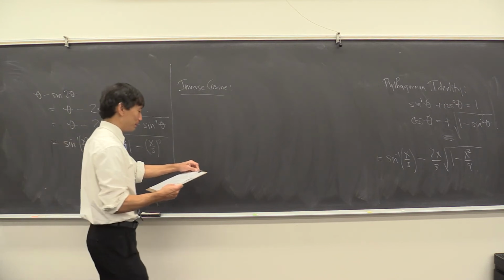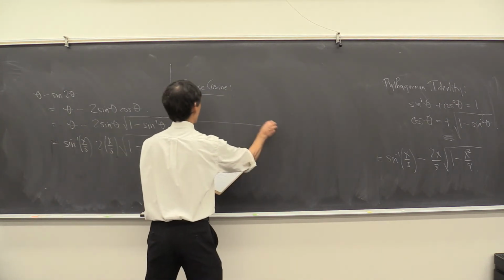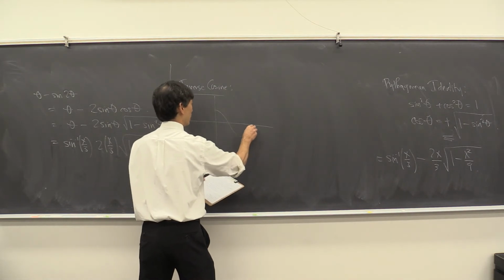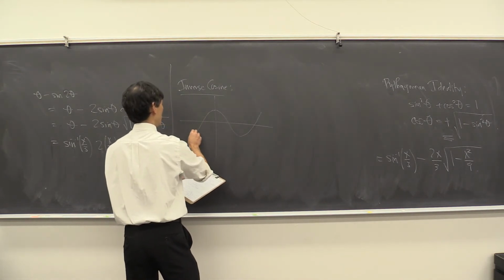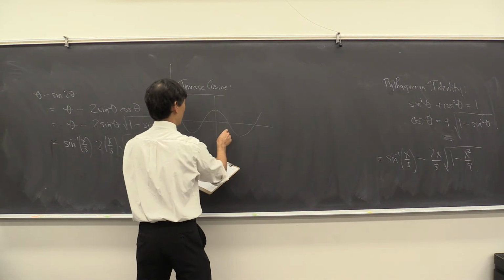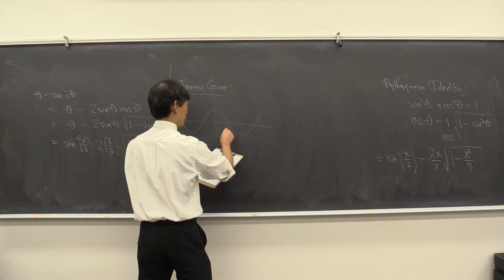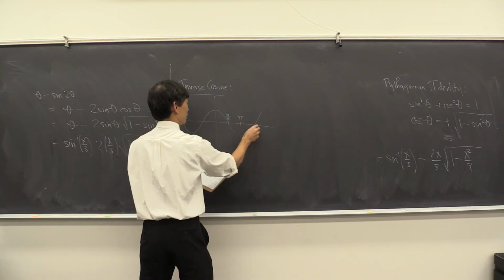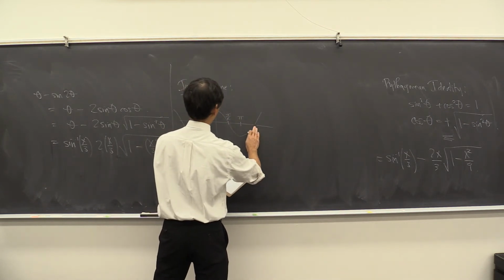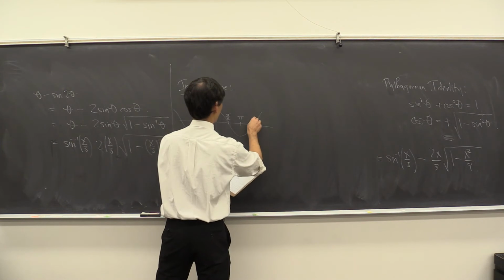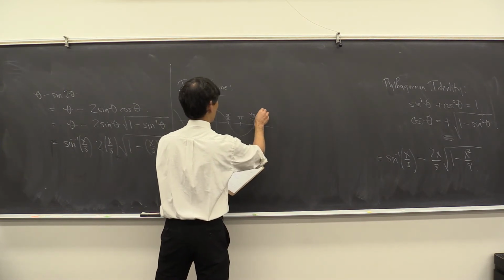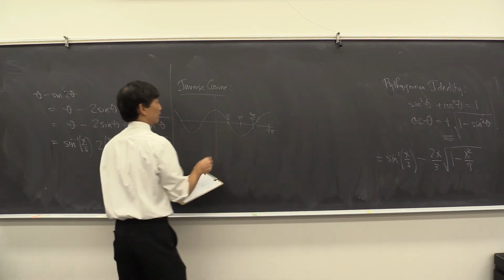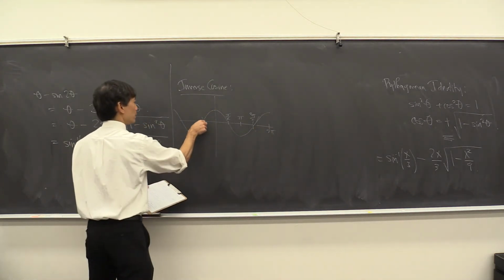Okay, so the cosine looks like this. It's the shift of the sine, right? It looks like this, right? So this is pi, this is pi over 2, sorry, 3 pi over 2, and coming back up to 2 pi here.